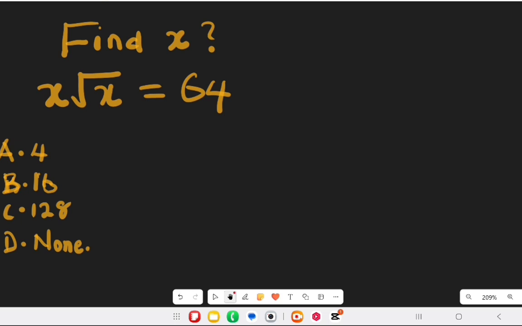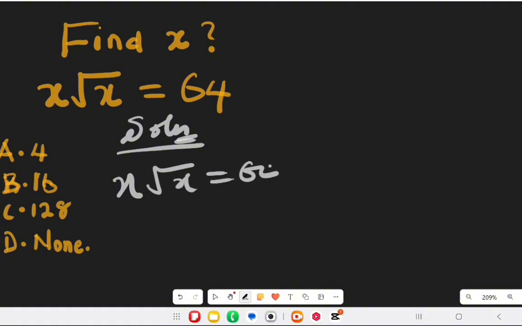Let's dive into this simple mathematics equation. This equation involves roots and we have to use so many laws of indices to solve this problem. So what we do is a solution. We write x root x equals 64.